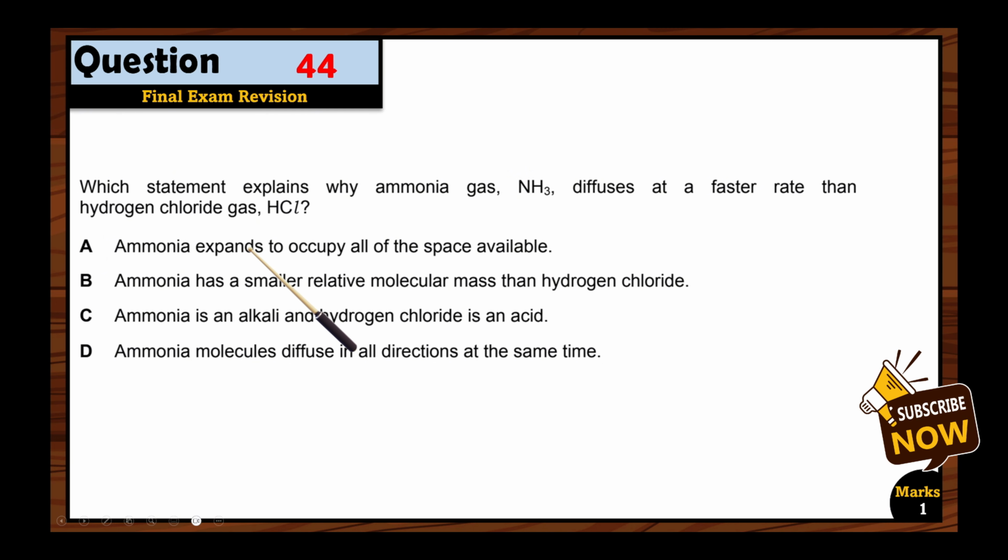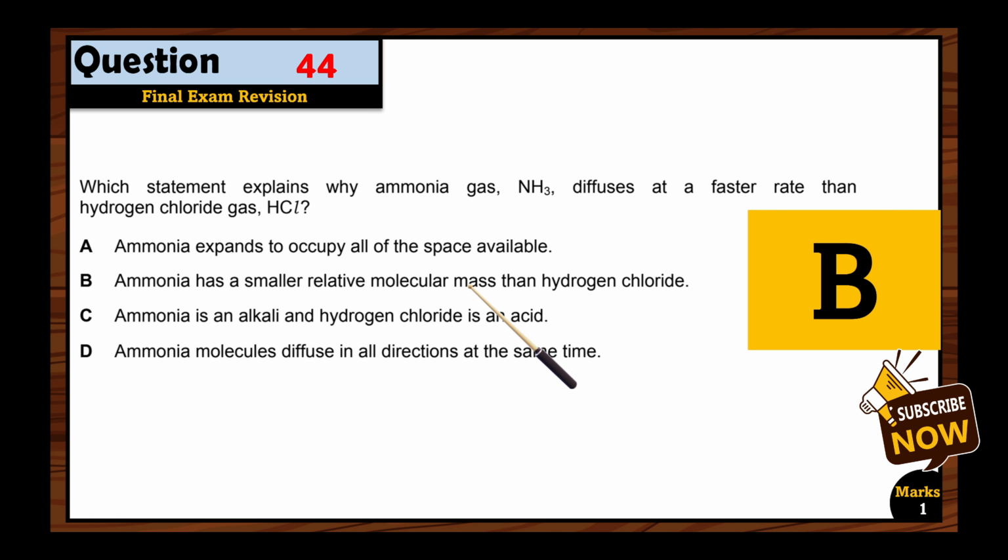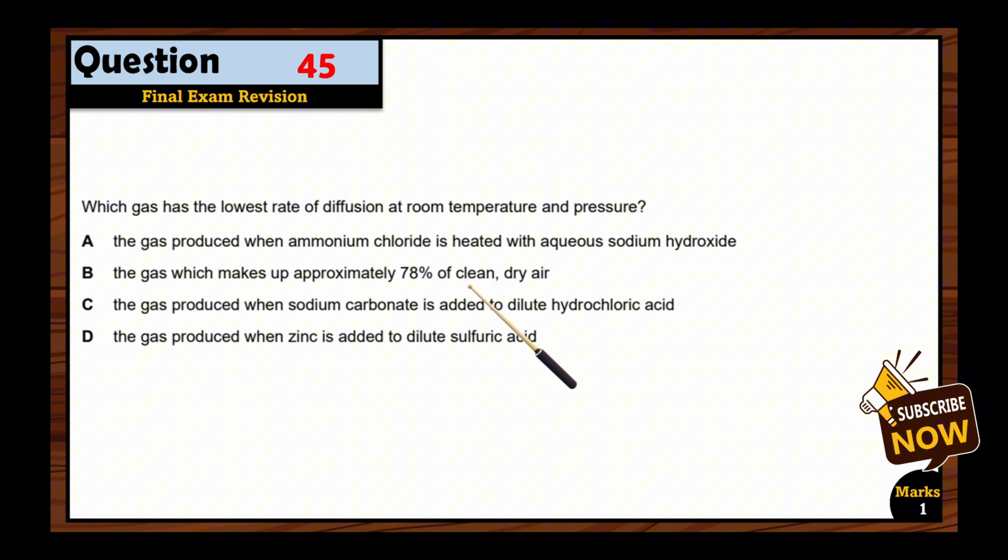Okay. So question number 44. Which statement explains why ammonia gas diffuses at a faster rate than HCl? Of course, it has a lower mass, right? So now let's see. Ammonia expands to occupy all the volume. Ammonia has a smaller relative molecular mass than hydrogen chloride. Of course, this is the right option. Diffusion always depends on the molecular mass. So option B is correct.